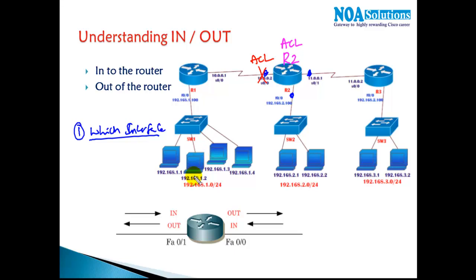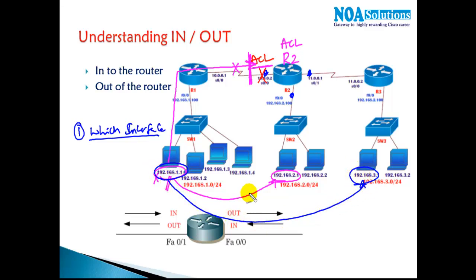If I implement on this particular interface, let's say the 1.1 user is trying to communicate with 2.1. The packet comes from here and goes to this interface, and the ACL says stop, I have some rules to check. It checks the source address, and says 1.1 is in the deny list, so it simply drops the packet. But the problem is, if the 1.1 user is also trying to communicate with the 3 network, the same thing happens, it will drop the traffic.